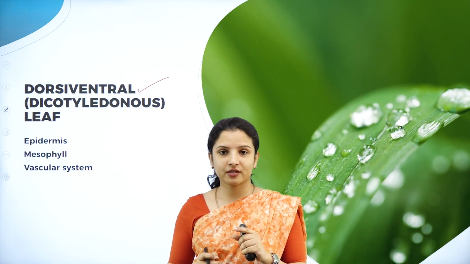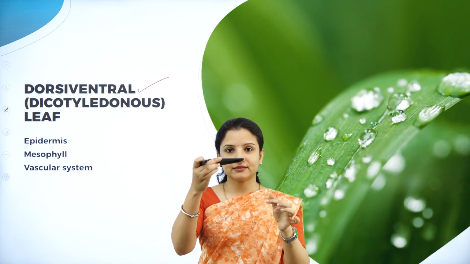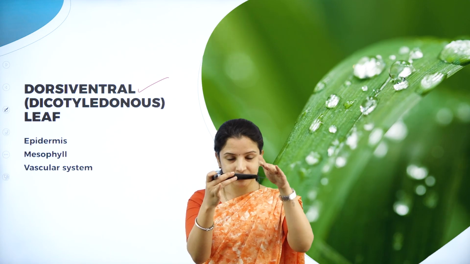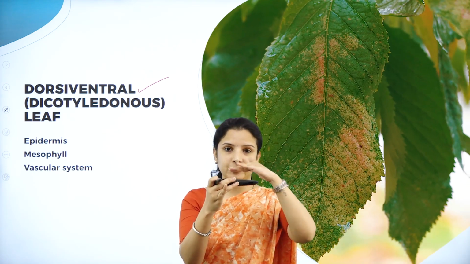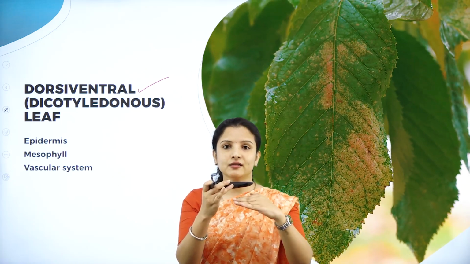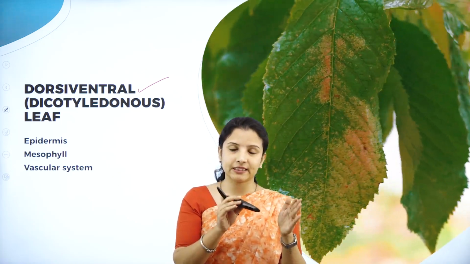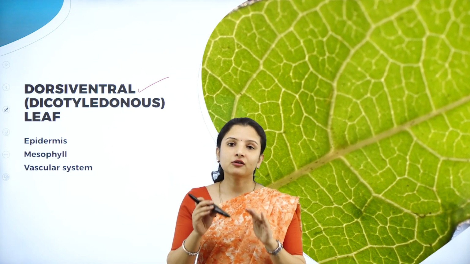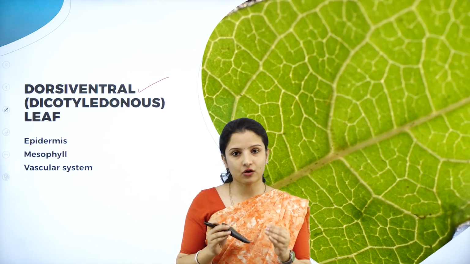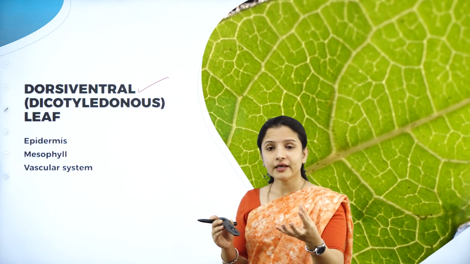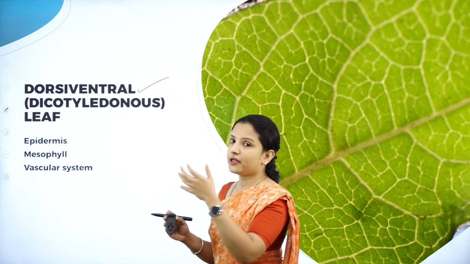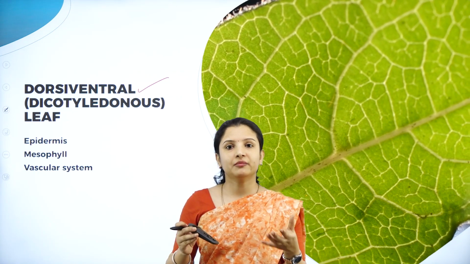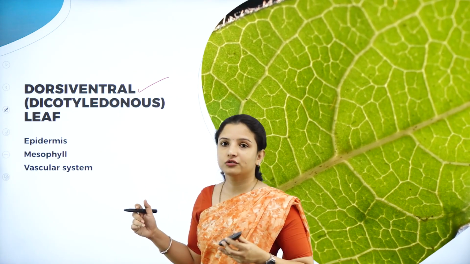So dorsiventral means the dorsal side. Say, for example, if this is the leaf, there is the dorsal side of the leaf and the ventral side of the leaf, that is the upper side and the lower side. There is a difference between the morphology of the upper side and the lower side. You can distinguish the upper side, that is the dorsal side, and the lower side, that is the ventral side. That is why dicotyledonous leaf is also called the dorsiventral leaf. So in the examination, if they ask you to explain the dorsiventral leaf, it is easily understood that dorsiventral leaf is nothing but dicotyledonous leaf. So this term is also very important.